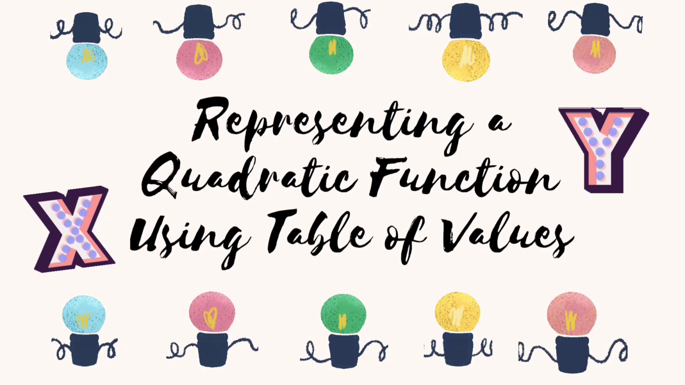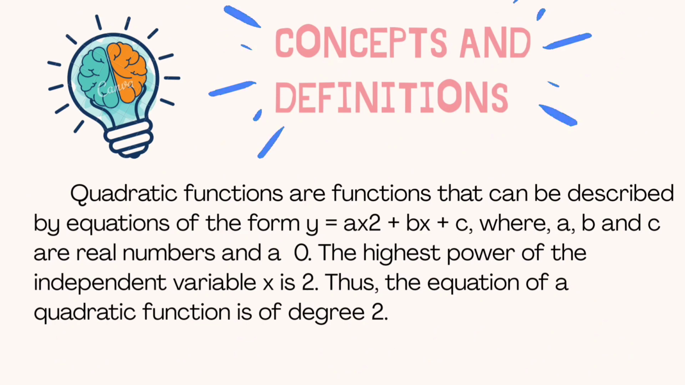Now, for our next topic, I will discuss how to represent a quadratic function using a table of values. Quadratic functions are functions that can be described by equations of the form y equals ax squared plus bx plus c, where a, b, and c are real numbers and a should not be equal to 0. The highest power of the independent variable x is 2. Thus, the equation of a quadratic function is of degree 2.